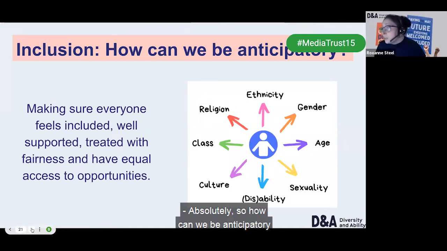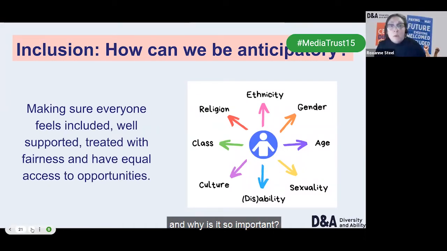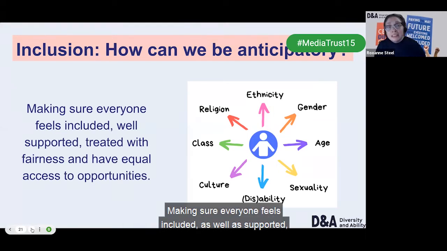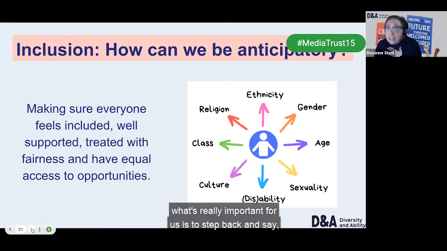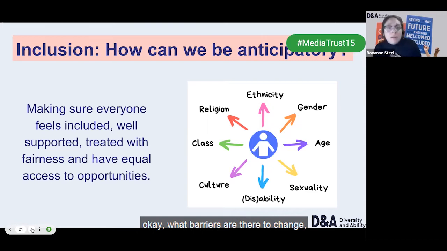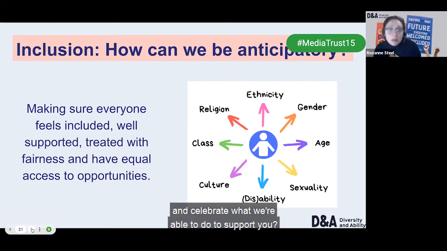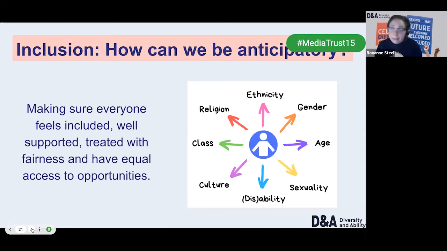Absolutely. So how can we be anticipatory, and why is it so important? Making sure everyone feels included, as well as supported and treated fairly, and has access to equal opportunities. What's really important for us is to step back and say, okay, what barriers are there to change? What's working well? And how do we advertise and celebrate what we're able to do to support you?